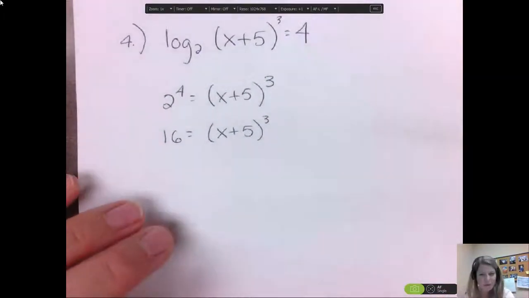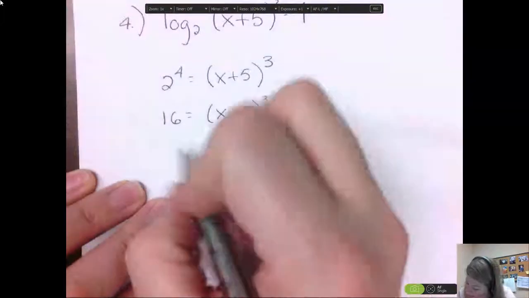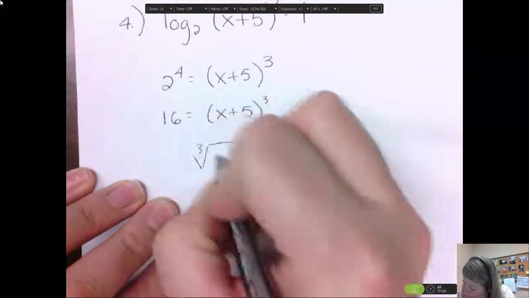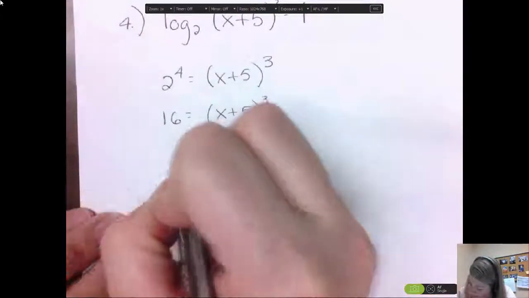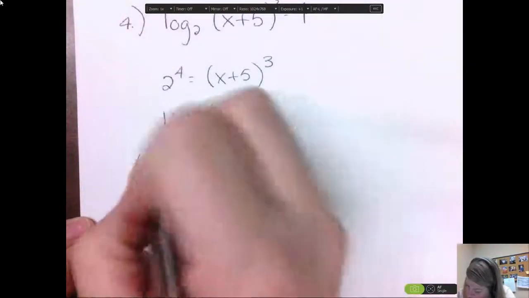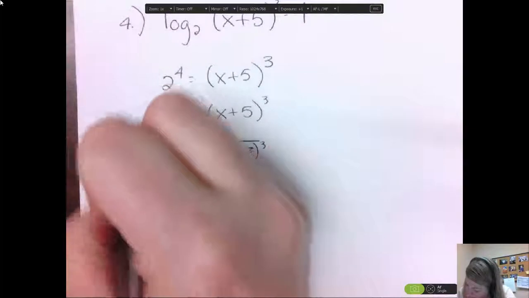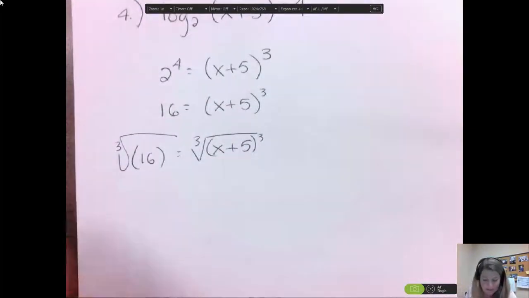And then how do I get rid of a third power? Well, I take the third root. So let's do that. We take the third root of x plus 5 to the 3rd. And if we do it on that side, we have to do it on this side. So we take the third root of 16. So we're going to kind of go that way.